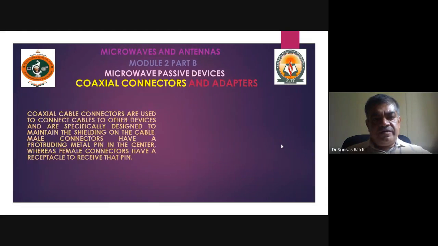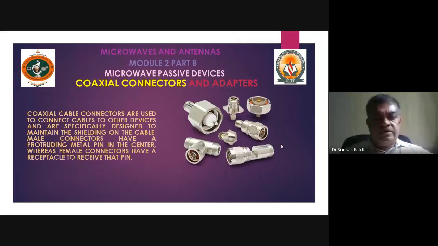Basically, coaxial cable connectors are used to connect cables to other devices and are specifically designed to maintain the shielding on the cable. The male connectors have a protruding metal pin in the center, which is called the core, whereas the female connector has a receptacle to receive that thin pin. So you can see here.